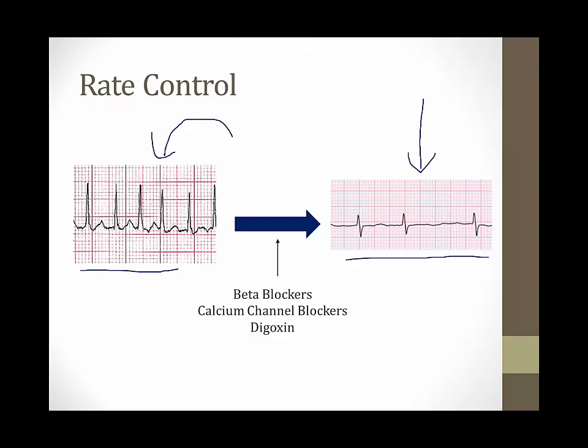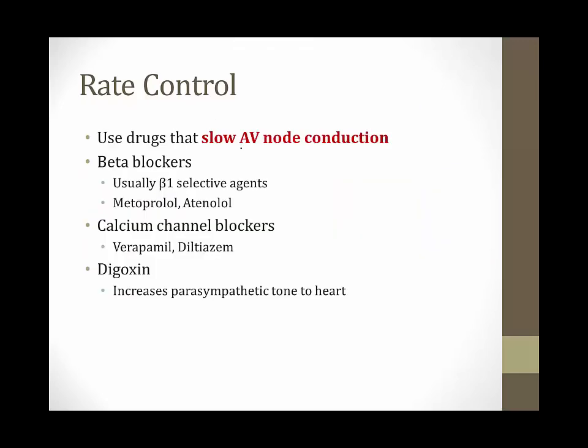And in fact, for a number of patients, particularly elderly patients, this is all we do. We slow the heart rate down, but we allow them to remain in chronic atrial fibrillation. They will be symptom-free and they don't need any therapies to restore sinus rhythm. The drugs that are used for rate control are beta blockers, calcium channel blockers, and digoxin. So the reason we use these three classes of drugs is because all of them can slow AV node conduction and reduce the heart rate.